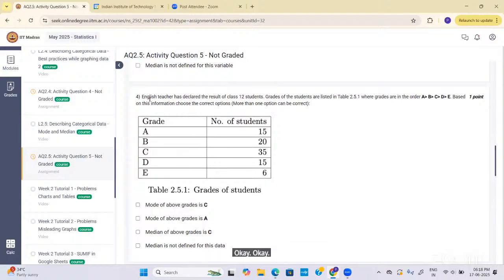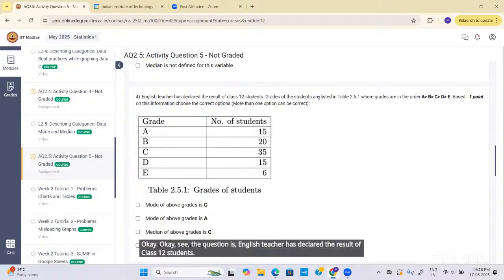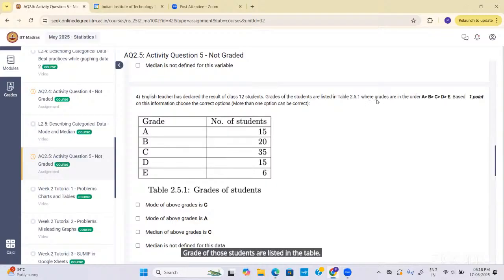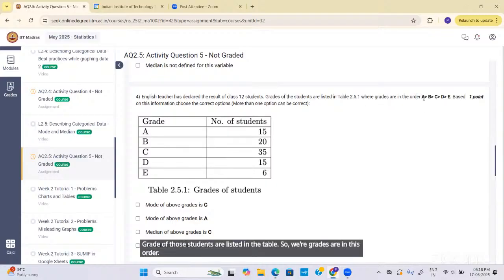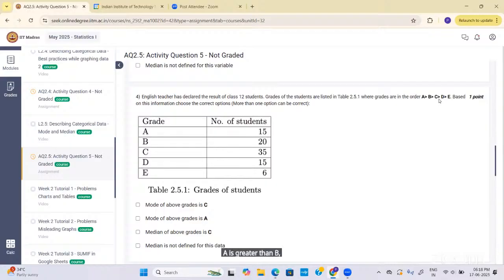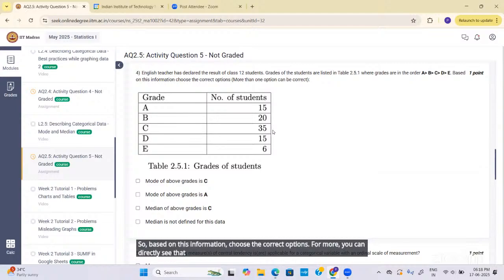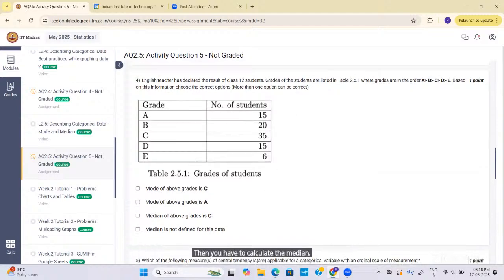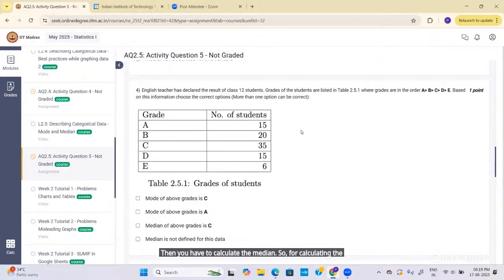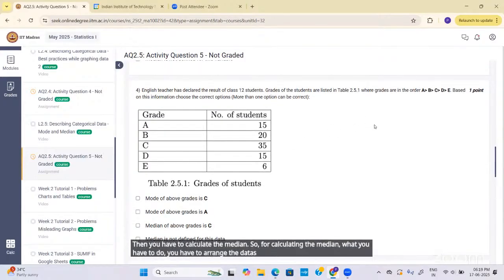Okay, see, the question is: an English teacher has declared the result of class 12 students. The grades of those students are listed in the table, where grades are in this order: A is greater than B, greater than C, greater than D, greater than E. Based on this information, choose the correct options. For the mode, you can directly see that C has the highest frequency, so the mode will be C. Then you have to calculate the median. For calculating the median, you have to arrange the data set in ascending or descending order first.